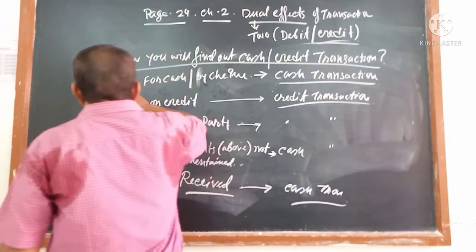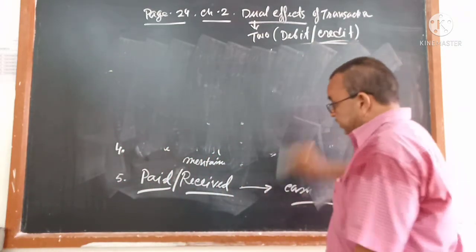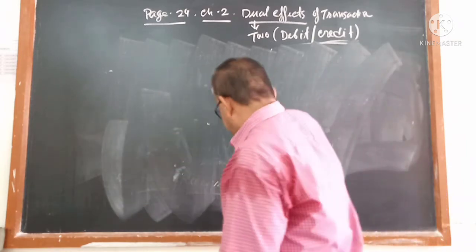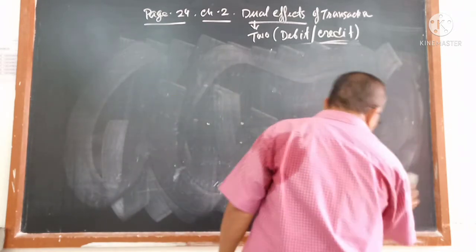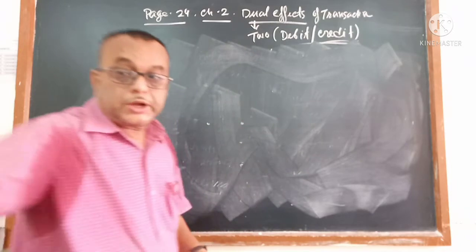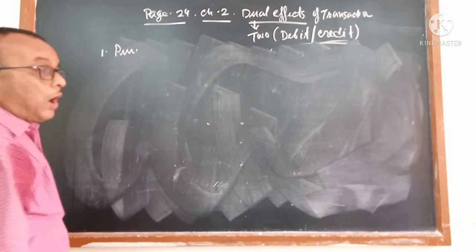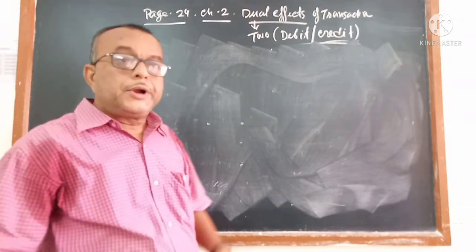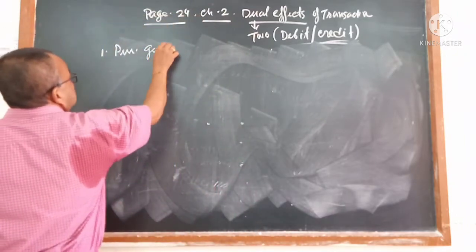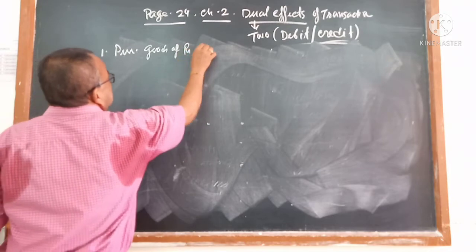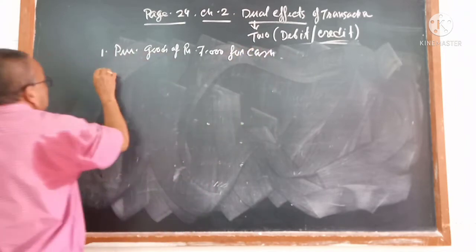Now I can tell you a few examples so that you can know whether it is a cash transaction or a credit transaction. Let me write a few journal entries, and after that I will tell you what your book has given. Just examples. Number 1. Purchase, short form PURCHASED. Every day I will not write PUR. Purchase goods of ₹7,000 for cash.